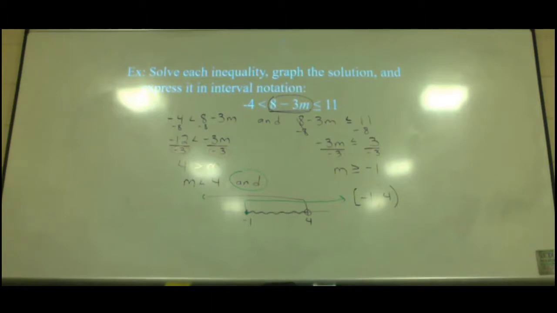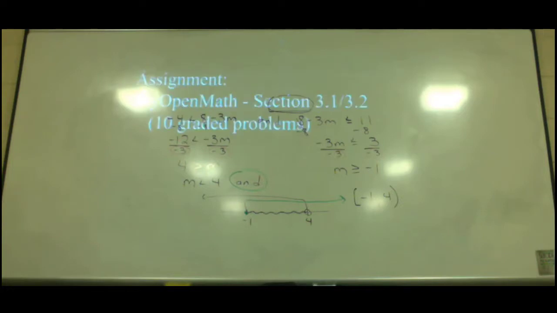So, does that make sense for this example? Yes, sir. Okay. And there you go. Now, again, 3-1 and 3-2 are together. 3-1, remember, was just one inequality at a time. 3-2 is when we put a second one in there, and then we have two to work with at one time.